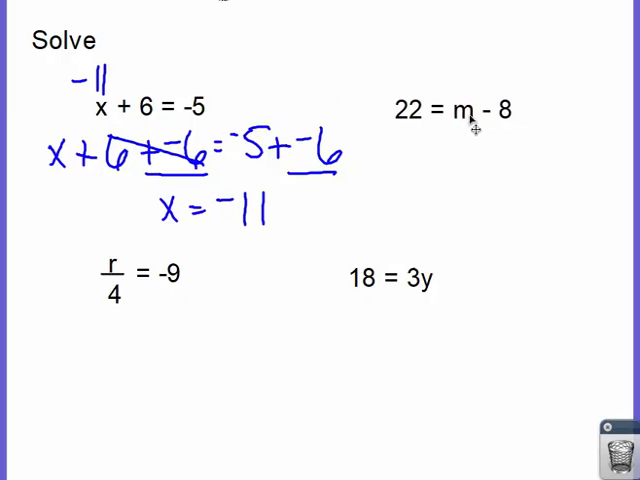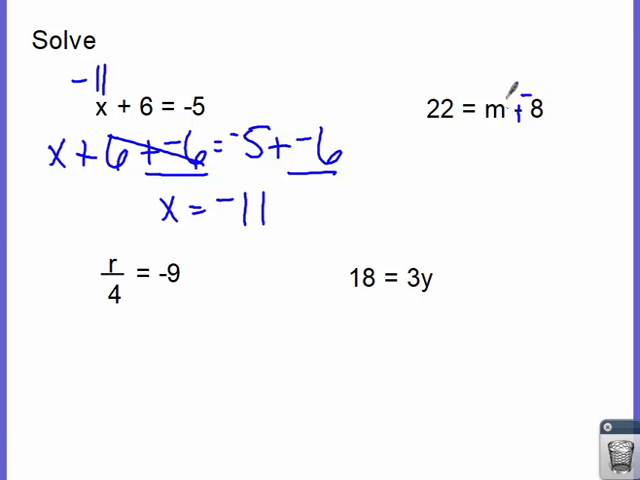Now let's look at a one-step equation with subtraction. Well, the first thing that I'm going to want to do in this particular problem is I don't like subtraction. So I'm going to change this subtraction sign to an addition, the next number to its opposite. The other thing that you notice is that the letter is on the right-hand side. Don't worry about where the letter's at, because eventually you're going to have letters on both sides. So we still have to do the same thing.